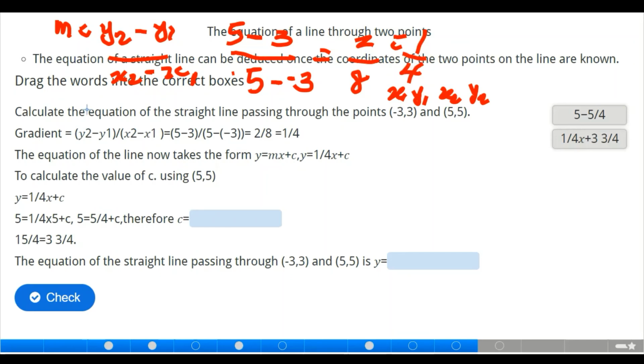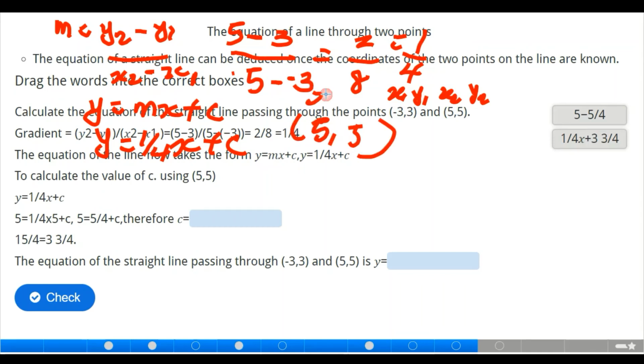4. So if you have this equation, y equals mx plus c, which is the equation of a straight line, m here now is what? m is 1 over 4. So we have 1 over 4 x plus c. But before we go ahead, we need to get c. So for us to get c, we can just pick any of these points, either the very first one or the second one. So we are picking the second one for easy clarification. So for this second one, we have 5, 5.